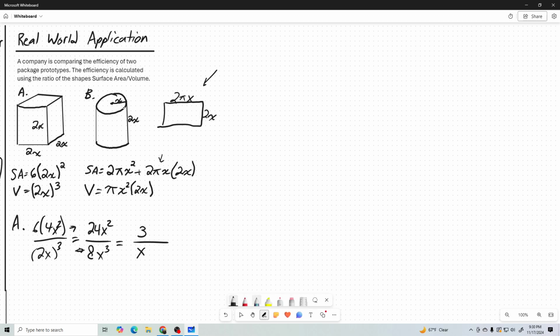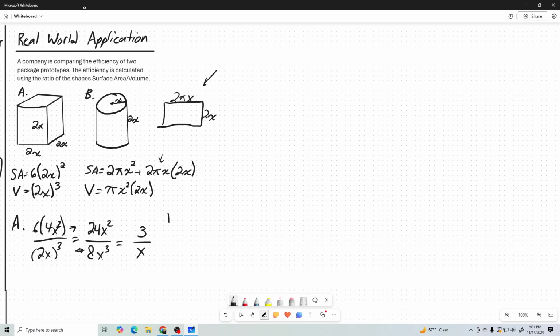And we have a lot of extra space here. I'm just going to erase that. Okay. So 3 over x. That's our ratio, the surface area divided by the volume. So now let's see what we get for b. Well, let's just do it beside it. Why not? Let's do it over here.